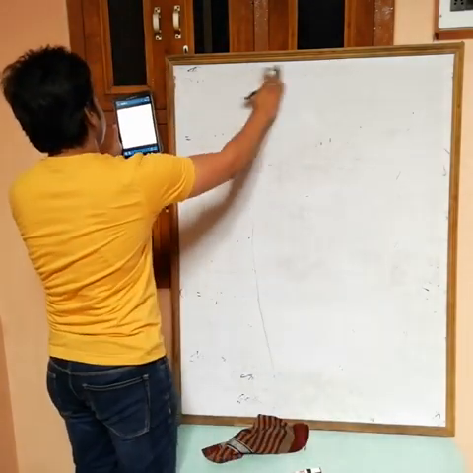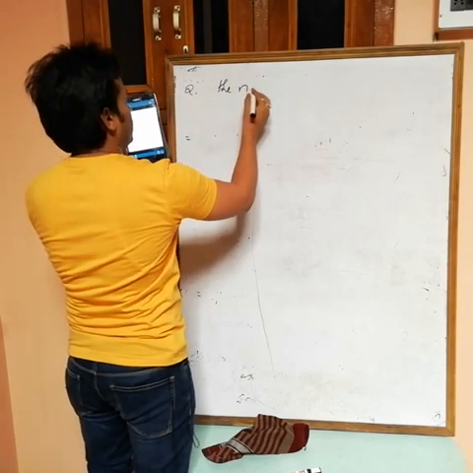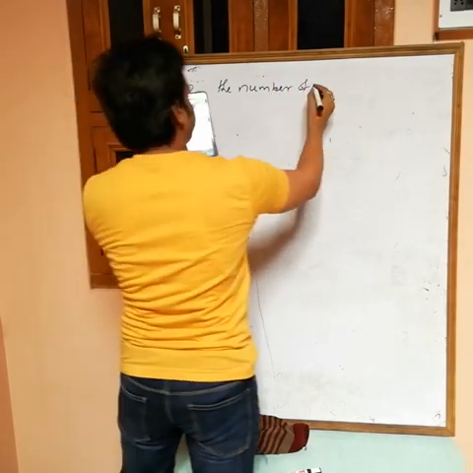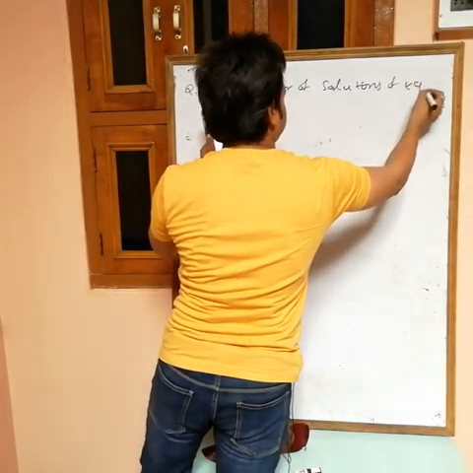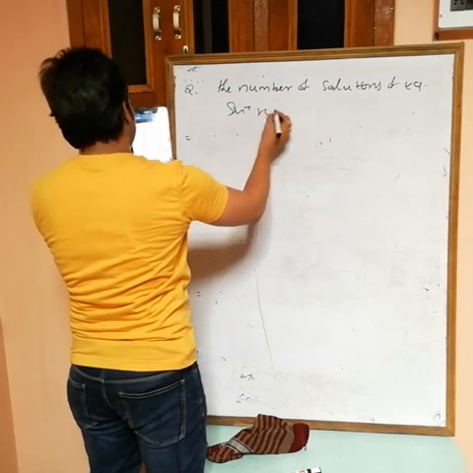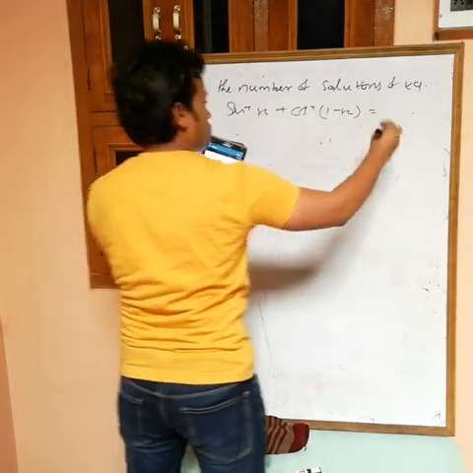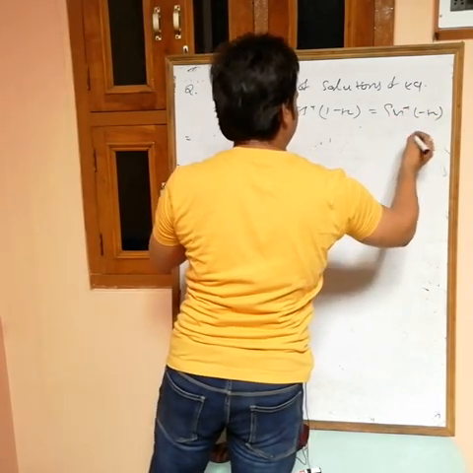Okay, write the next question. The number of solutions of the equation sin inverse x plus cos inverse (1 minus x) equals sin inverse (minus x).